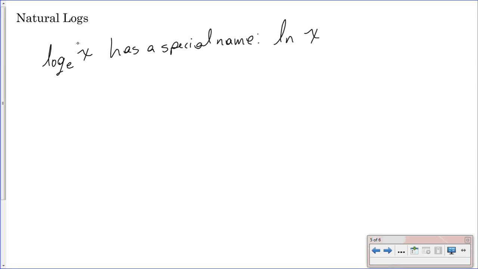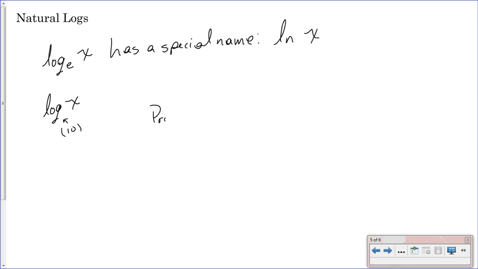Now, with the regular log, the common base is 10. So if you see a regular log written without a base, it's an understood 10. Just like here, it's an understood e because it's a natural log. Natural log is ln, not nl, like it sounds like it should be. It is ln, natural log.